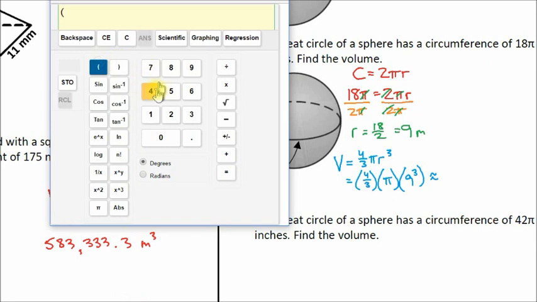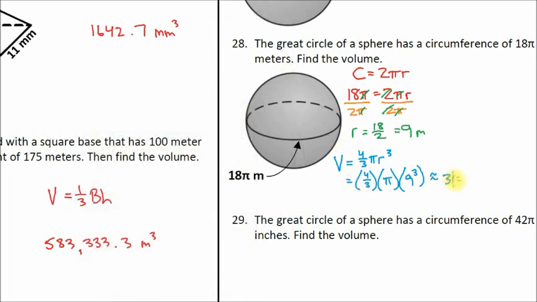So I'll put in 4 divided by 3 multiplied times pi, and then multiplied times 9 cubed, and press equal. There we go, that's correct. 3053.6. So it's approximately 3053.6, and that's meters cubed. So there is our answer for what is the volume of this sphere. Go ahead and do number 29 on your own, and we'll check your answer in a moment.